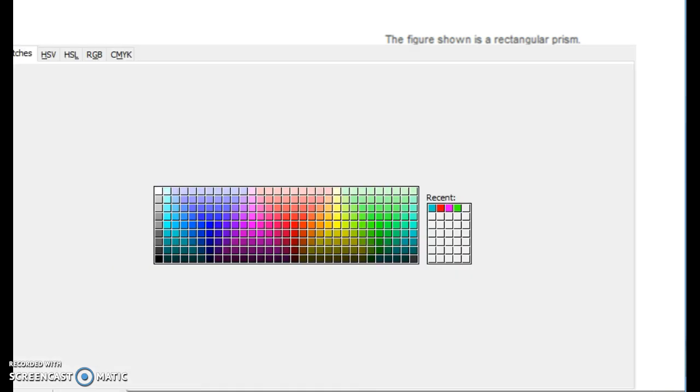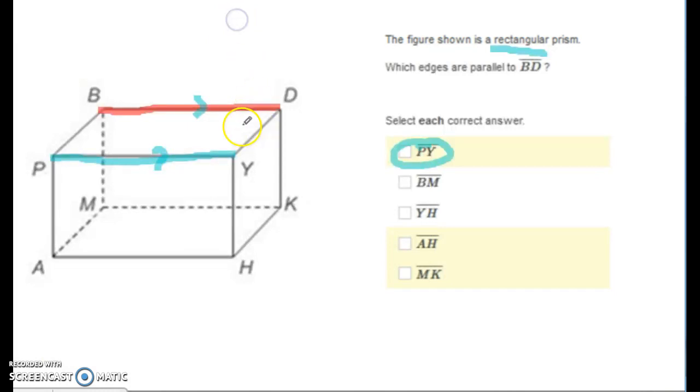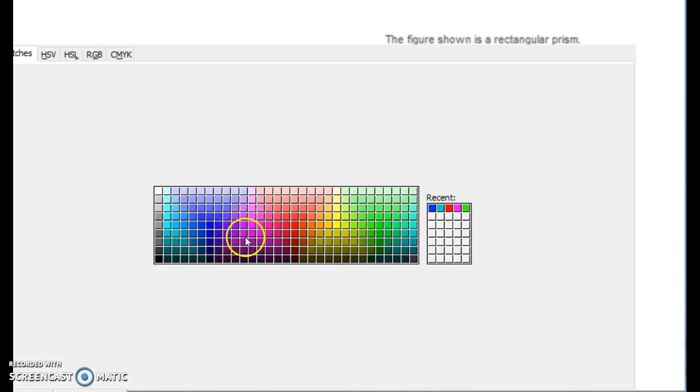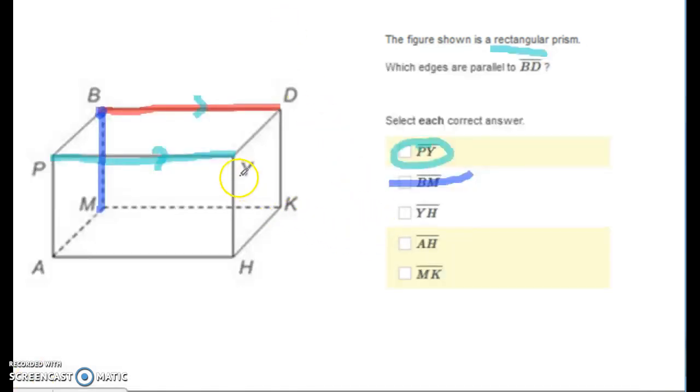All right, then we have BM. I hope you can tell that these are not parallel, mostly because they intersect right there, but they're probably going to be perpendicular. All right, then we have YH.